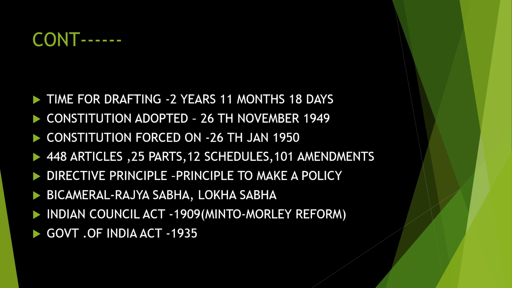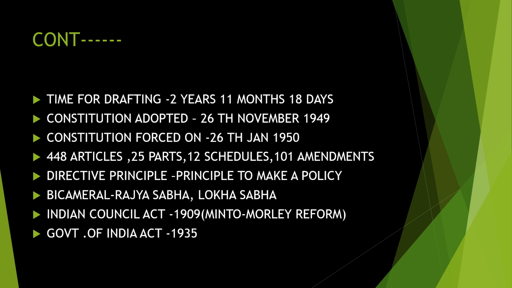How much time was taken for drafting the articles and laws needed for our country? It took 2 years, 11 months and 18 days to write the full constitution. The Constitution was adopted on 26th November 1949 and came into force on 26th January 1950. That is why we celebrate Republic Day on 26th January. How many articles do we have now? It has 448 articles, 25 parts, 12 schedules, and 101 amendments.